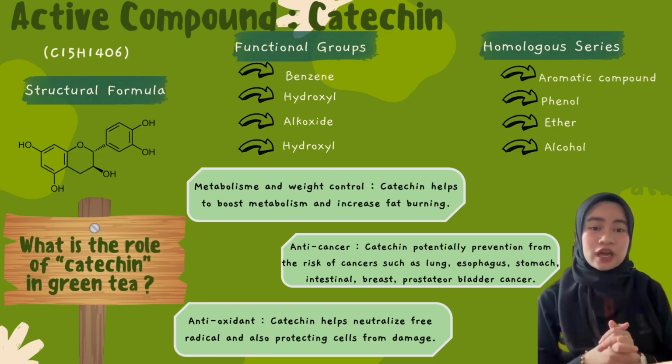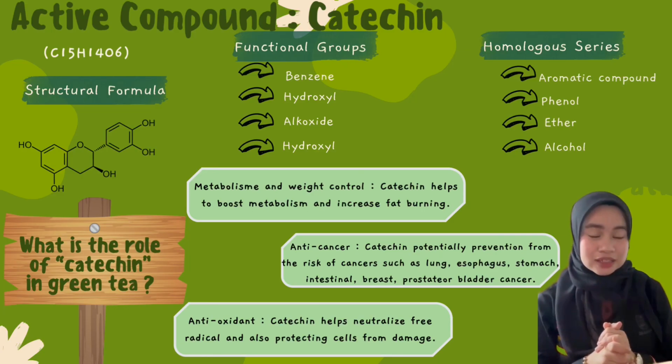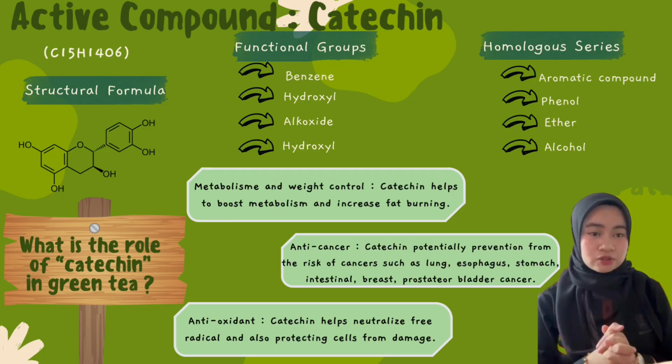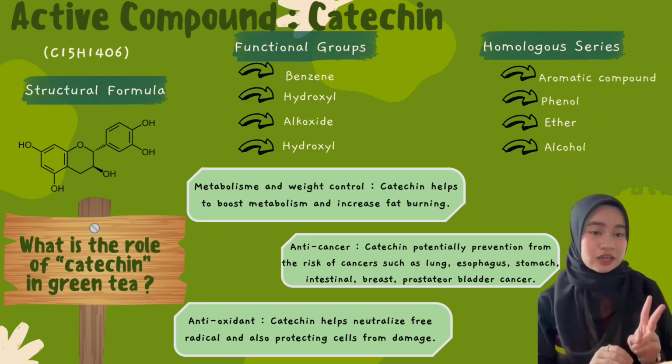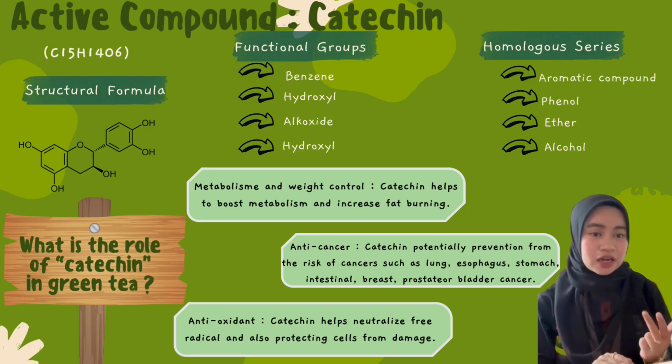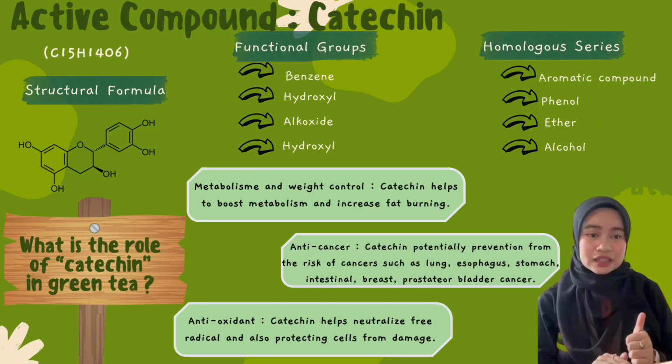Now we look at the role of catechin in green tea. First, metabolism and weight control. Catechin helps to boost metabolism and increase fat burning. The second one, anti-cancer. Catechin may potentially prevent the risk of cancers such as lung, esophagus, stomach, intestinal, breast, prostate, and bladder cancer. And the last one is antioxidant. Catechin helps neutralize free radicals and also protects cells from damage.